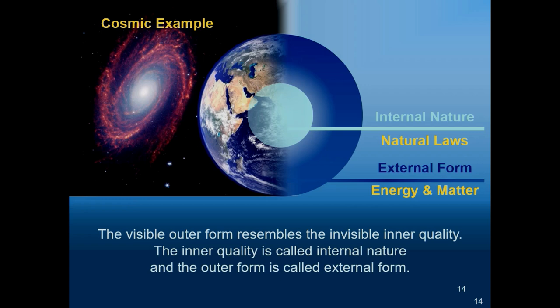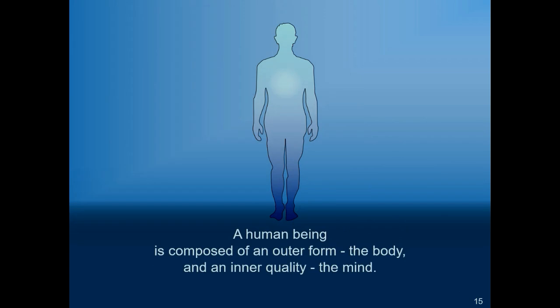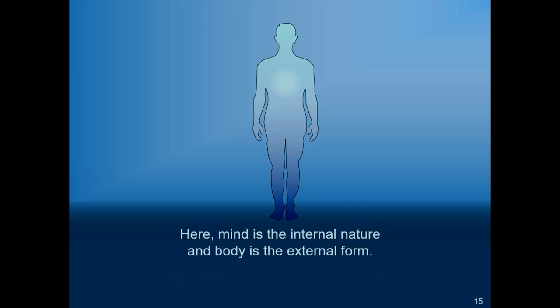If you look at the cosmos, we can see the internal nature of the cosmos is the natural laws, but the external form is energy and matter. A human being is composed of an outer form, the body, and an inner quality, the mind. Here, mind is the internal nature and body is the external form.